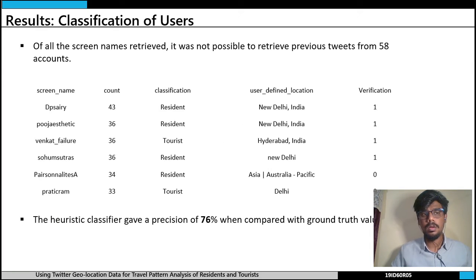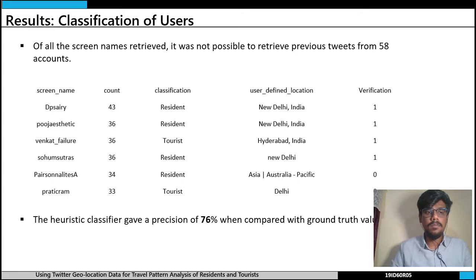So the results of the heuristic classifier: of all the screen names retrieved, it was not possible to retrieve previous tweets from 58 accounts. The reason for this was that the account was private or was not available. The heuristic classifier gave a precision of 76% when compared with ground truth values. So this is how I did the validation.